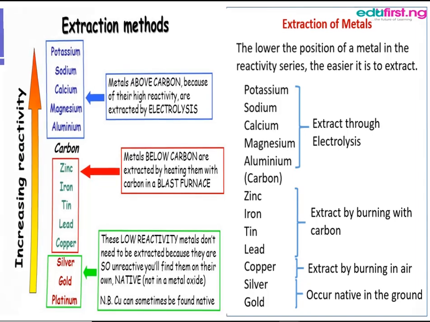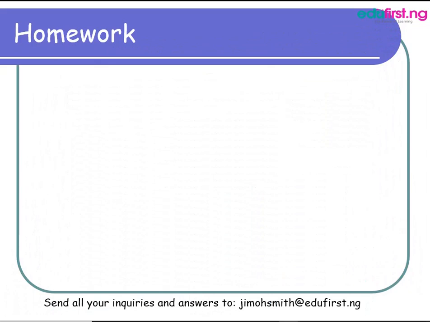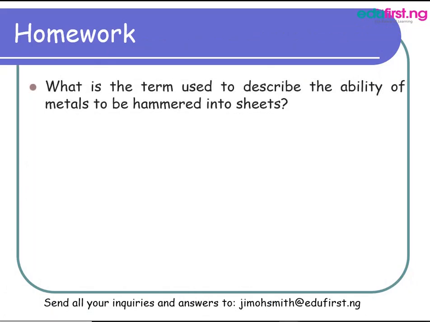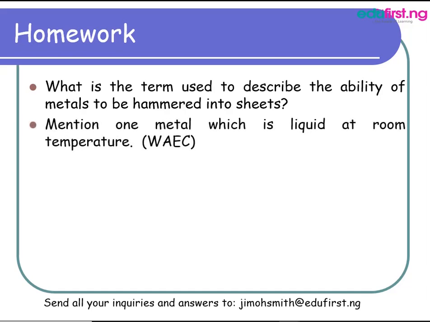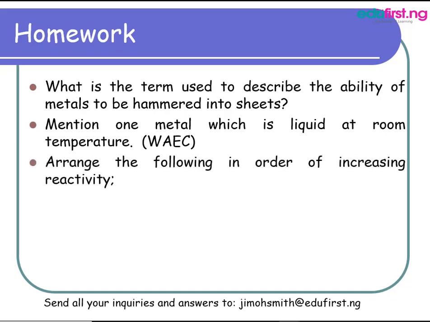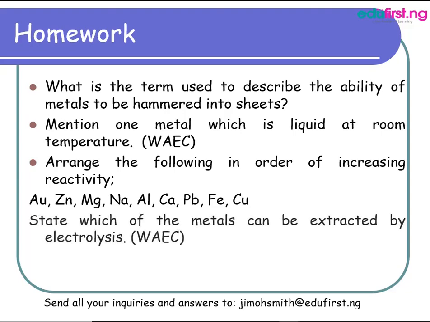Now, our homework for today is: what is the term used to describe the ability of metals to be hammered into sheets? You just take the term. Then you have to mention one metal which is liquid at room temperature. This is a wide question. Next, arrange the following in order of increasing reactivity, following the reactivity series. We have gold, zinc, magnesium, sodium, aluminium, calcium, lead, iron, copper. And you have to state which of the metals can be extracted by electrolysis. Is another wide question.